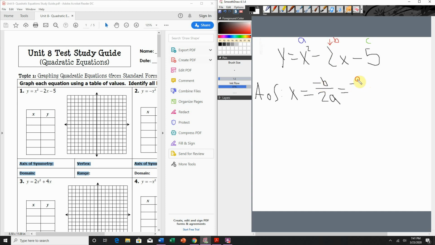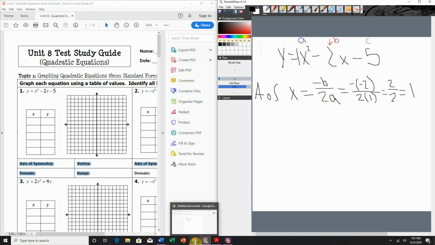So we're going to have minus times negative 2 over 2, and our a value, there's no value in front of our x squared, so we know it has to be a 1. So we're going to have negative times negative 2. That gives us a positive 2 over 2, and that simplifies to 1. So that means our axis of symmetry is going to be 1. Okay, so remember it's x equals 1.